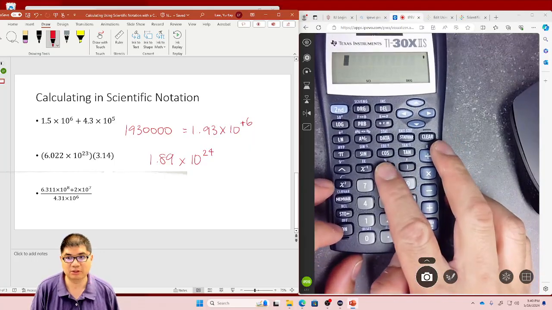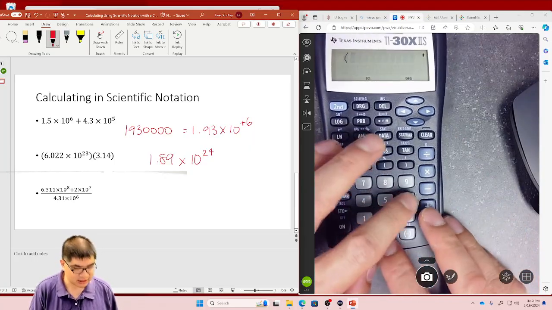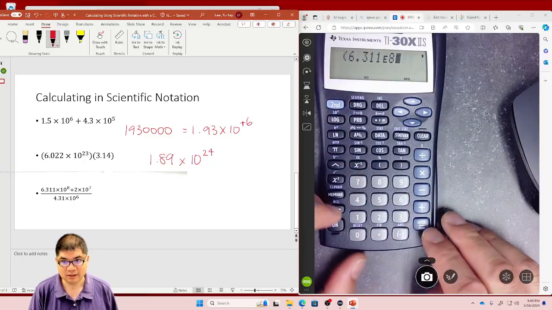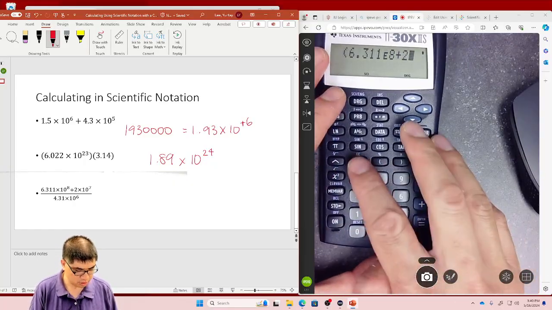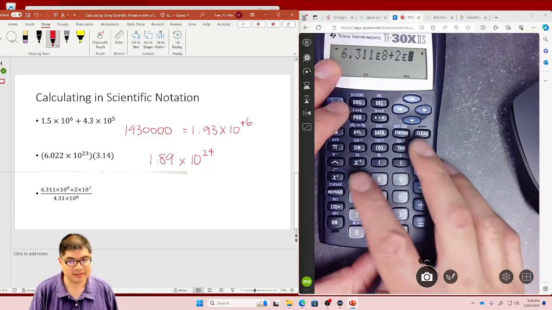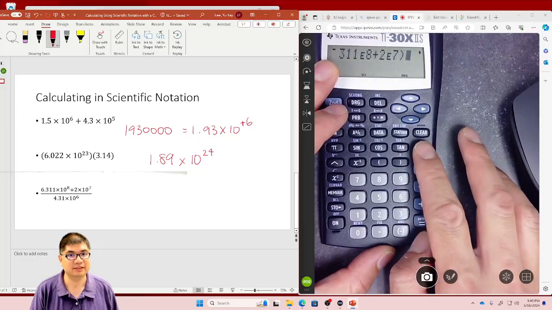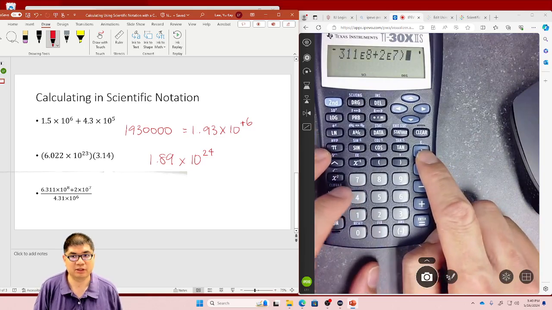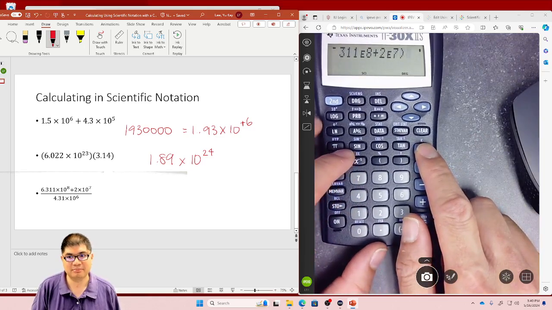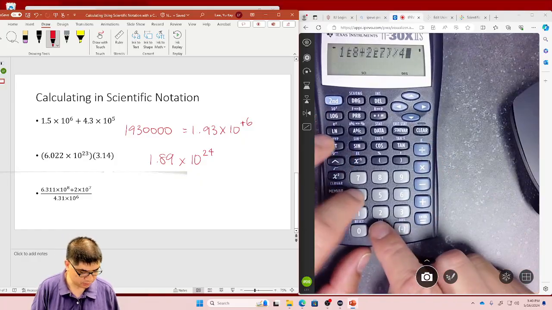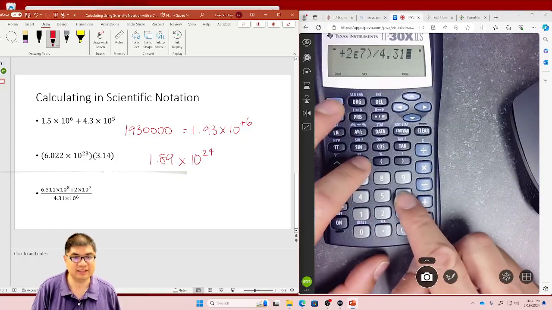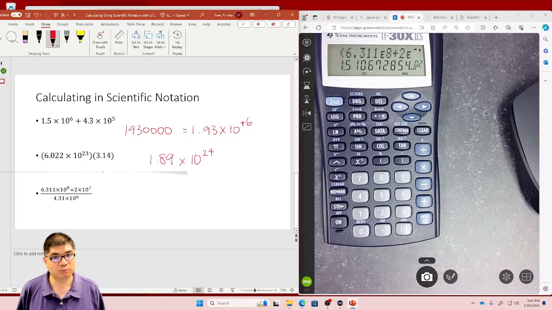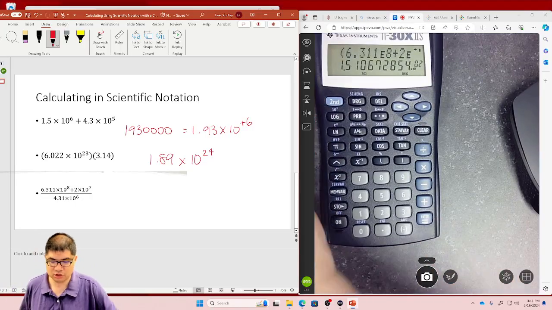So I'm going to clear this out again, and I'm going to open the brackets as 6.311 second E8 plus 2 second E7. I'm going to close the brackets. Now with this sort of calculator, you don't need to press enter yet. You can actually just carry on, or you can press enter, it doesn't matter too much. Divided by 4.311 second E6. And I get here that it is 1.51 times 10 to the 2.